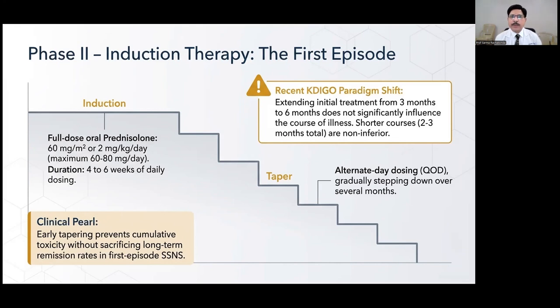Recent KDIGO paradigm shift: extending initial treatment from 3 months to 6 months does not significantly influence the course of illness. Shorter courses, 2 to 3 months total, are non-inferior. That means don't give for 6 months or more than 3 months, and try to restrict it to 12 to 16 weeks, even in an adult.